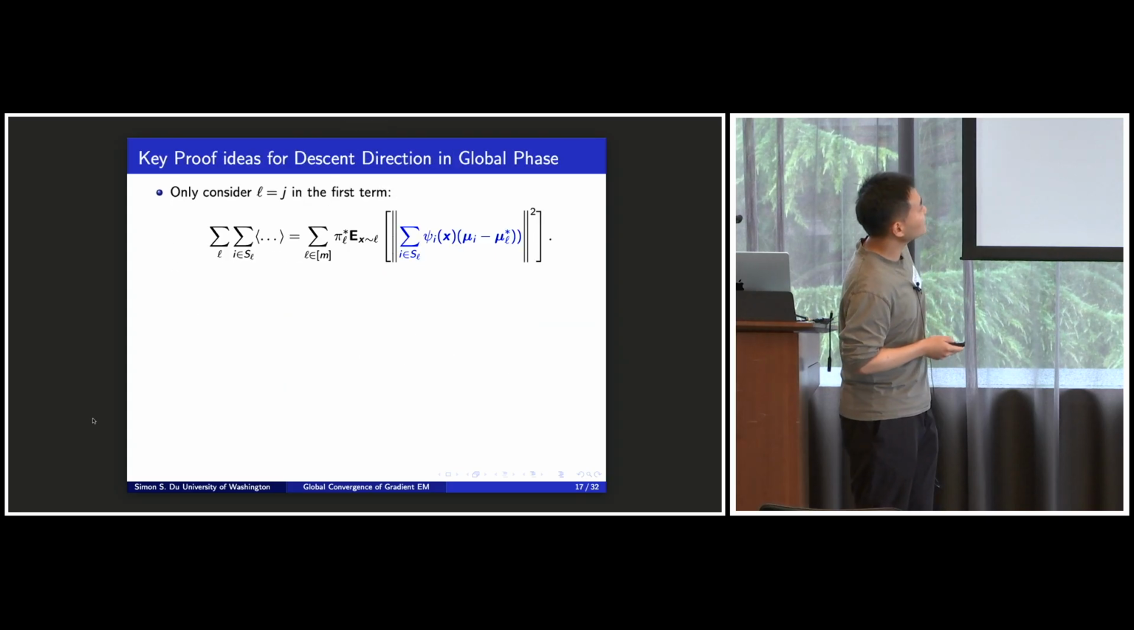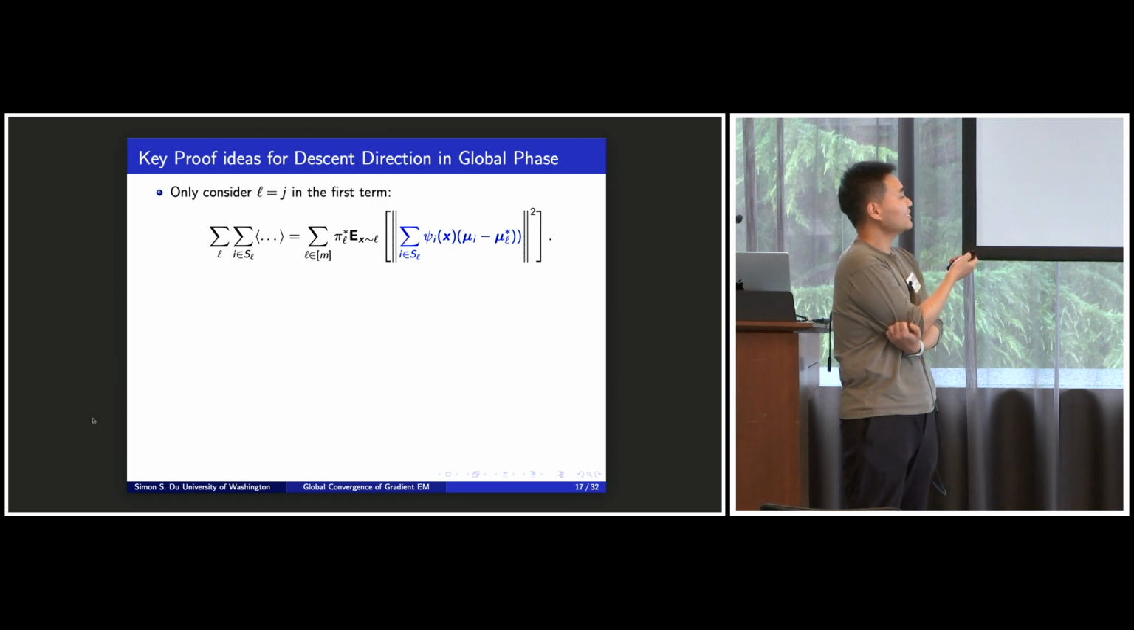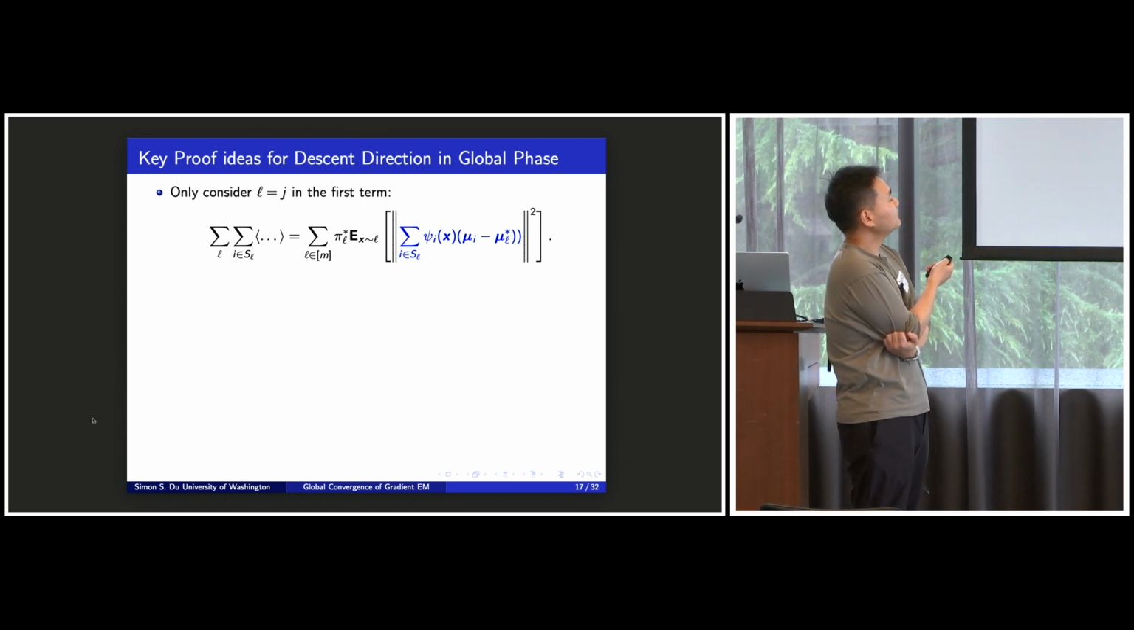So here's our main idea. Let's look at this term here. We only consider the L equals j term from the first term in our decomposition. You can write it in this way.